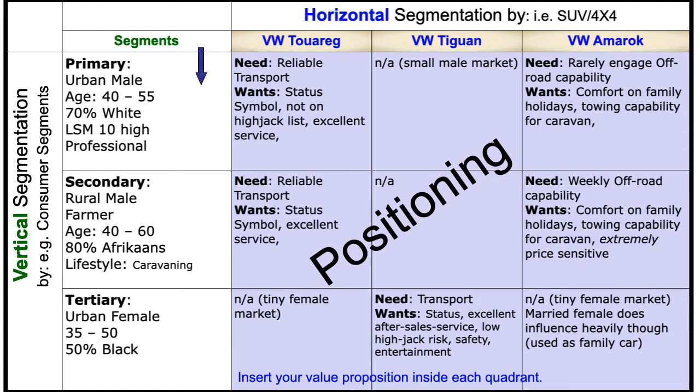And that's what we call positioning. We want to position those three products in the minds of the three segments in a way that will be relevant to them. So basically what we're doing is we're inserting your value proposition inside each one of those quadrants. So what is a value proposition? Their needs and wants need to be met.